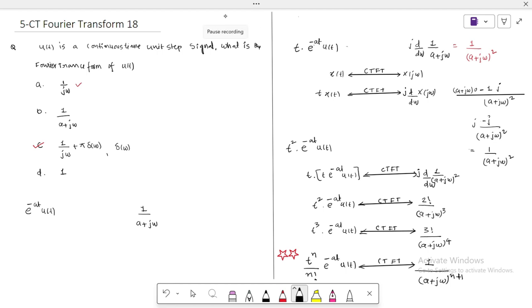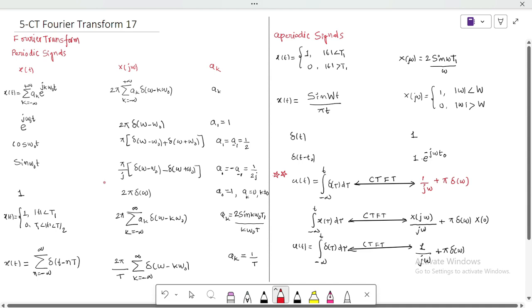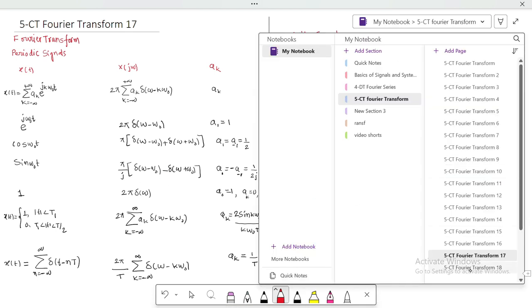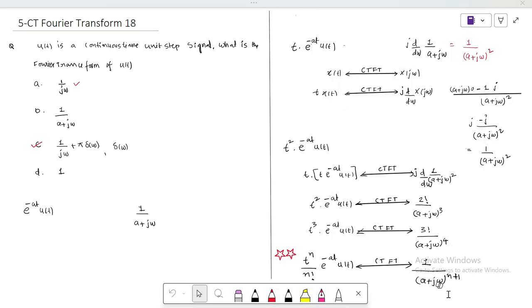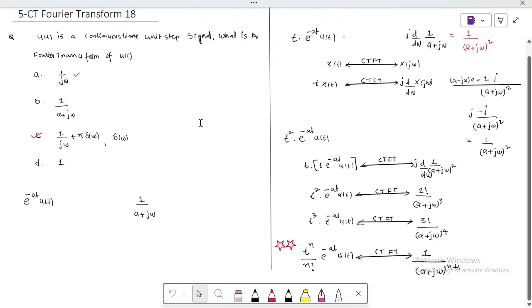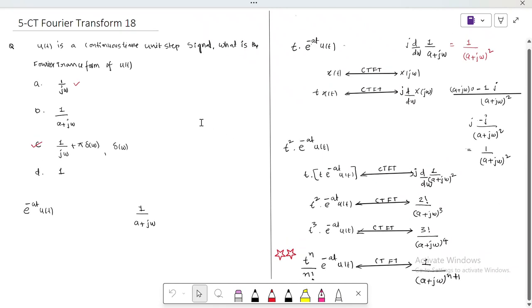So these are the Fourier transforms for periodic and aperiodic signals in a complete table. It's very, very useful. You should write it in one table. It's very useful for your preparation. So these are the formulas for periodic signals, taken previously like this. So these are the problems in the continuous Fourier transform.